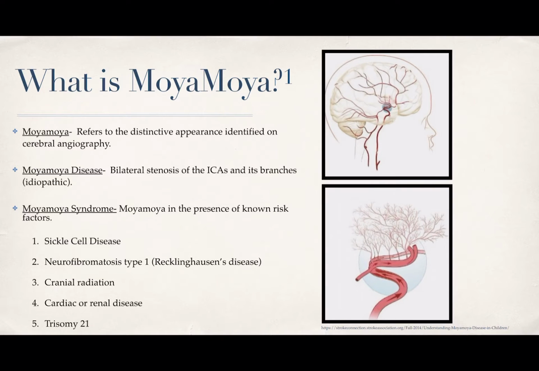So Moyamoya, it means puff of smoke. It was named by the Japanese who first described it, and it was used to describe a hazy appearance of collateral vessels when the terminal portion of the internal carotid progressively becomes occluded, and then the brain becomes perfused by that external carotid and vertebral-basilar artery system.